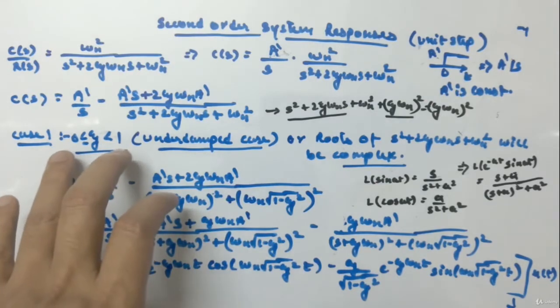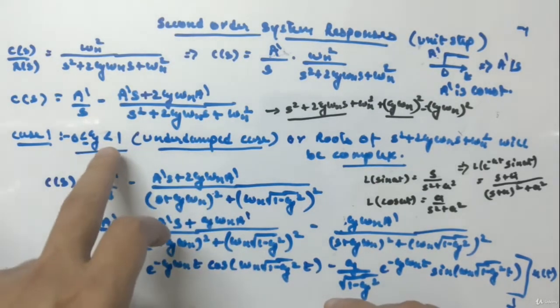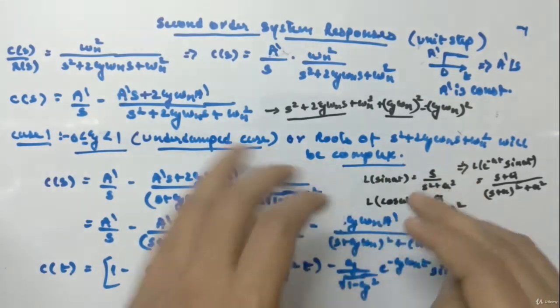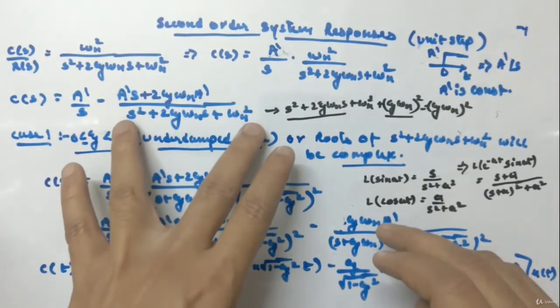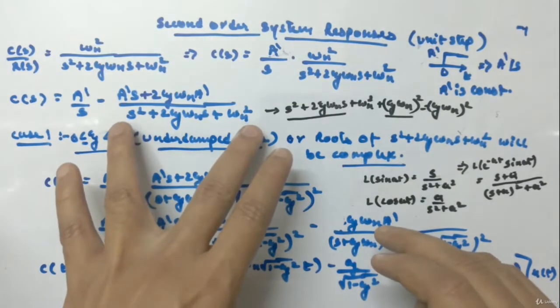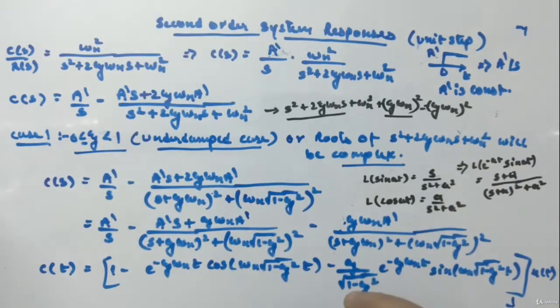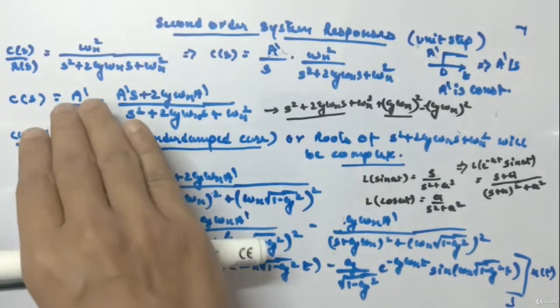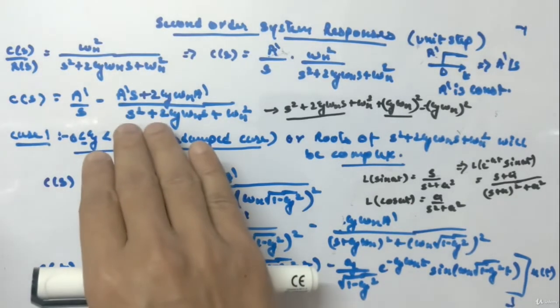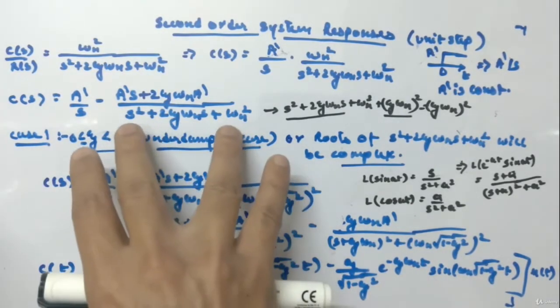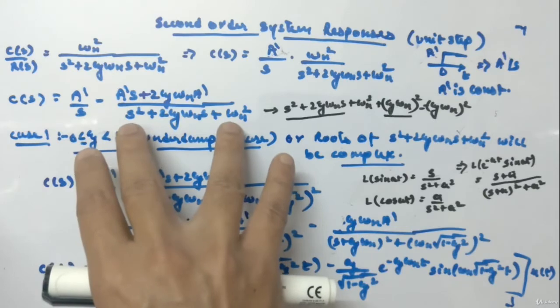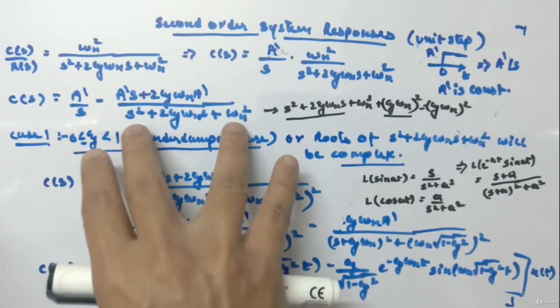This means zeta is between 0 and 1, excluding 1, or you can say the roots of this equation, s square plus 2 zeta omega n s plus omega n square, are complex. Okay, now what will happen? Moving on, we will keep the equation as it is and we will make this denominator a perfect square.